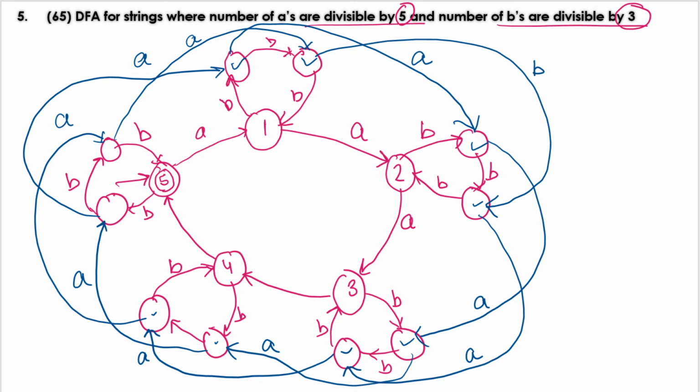We have covered all the combinations of A's and B's with multiples of 5 and multiples of 3, or we can say divisible by 5 and divisible by 3. So this question covers all the combinations. You can check by taking any example.